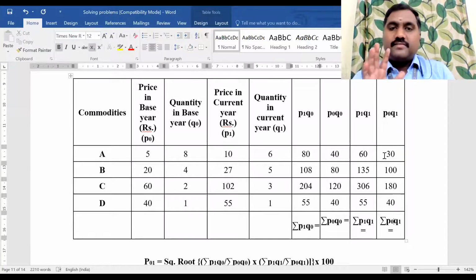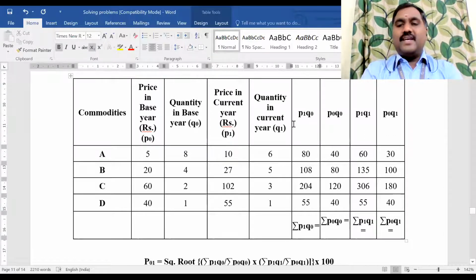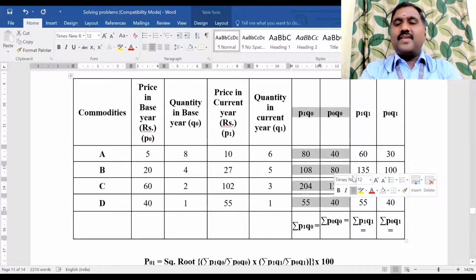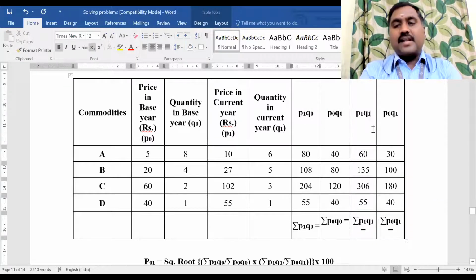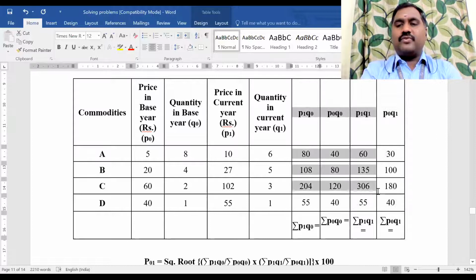Now you got this. Can you understand this concept? See, in the Laspeyres method and the Paasche method, in the Laspeyres method we calculate only these two columns, and in the Paasche method we calculate only these two columns. Now in the Fisher method, we are combining both methods. That's all, no other difference. Don't get confused. Now we are doing all four combinations.